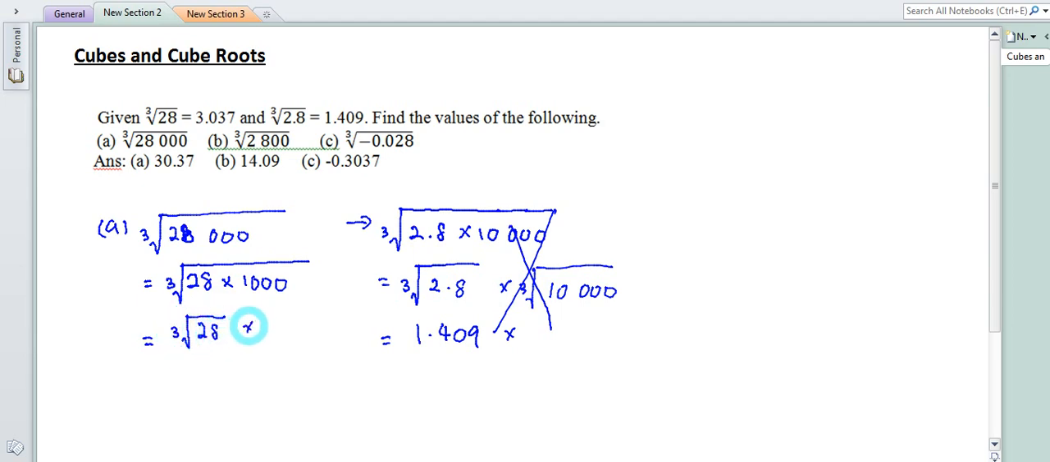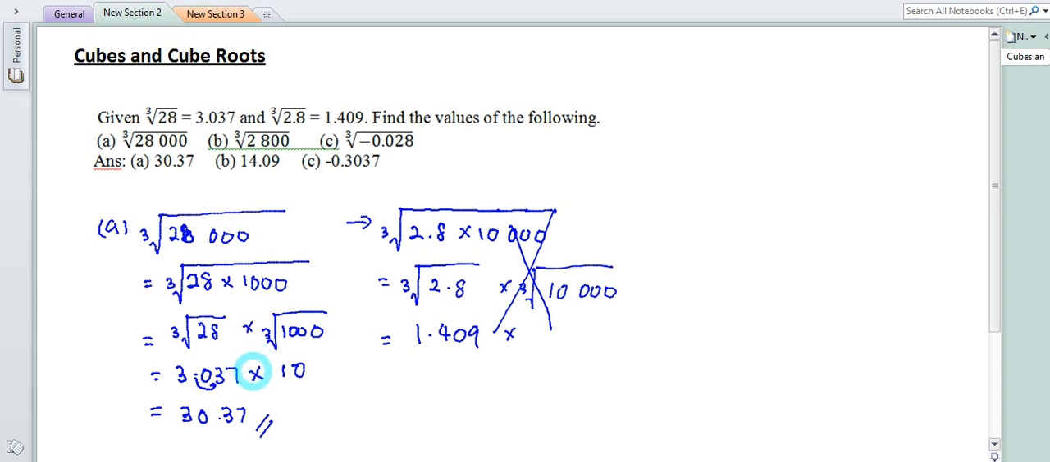Cube root of 28, and here is cube root of 1000. Cube root of 28 is given by the question, 3.037, and 1000 is a perfect cube, so cube root of it, you get 10, right? Very easy. And this is multiply by 10, you move this decimal point one step to your right hand side, 30.37. So in this type of question, normally you can get it correct.